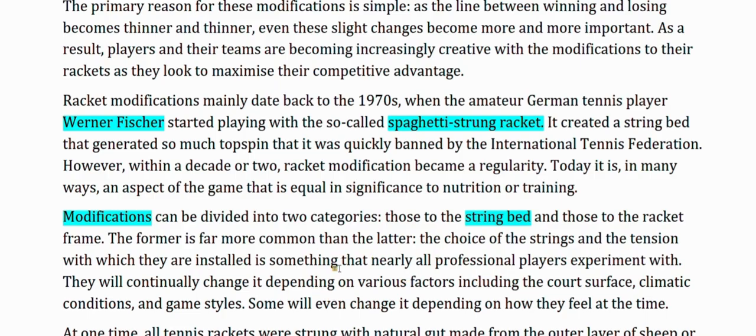The choice of the strings and the tension with which they are installed is something that nearly all professional players experiment with. So there is talk about professional players also. They will continually change it depending on various factors including the court surface, climatic condition, game styles. Some will even change it depending on how they feel. So here it is written, they are changing the string bed, professional players, because of climatic conditions. Although there are factors like court surface, game styles, or maybe how they are feeling, climatic conditions is one of them.